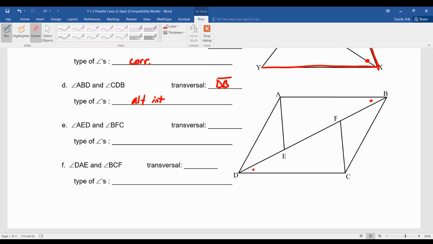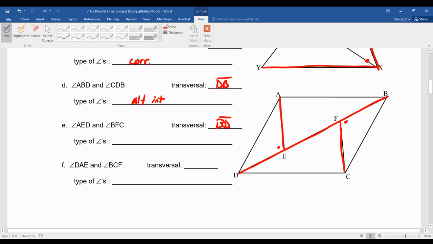The next one says AED. AED is this. And BFC, which is that. This is a little bit harder, but we are talking about these lines, and this is a transversal. So these are alternate exterior. Okay, because this is in between the two lines, so obviously that's not in between.